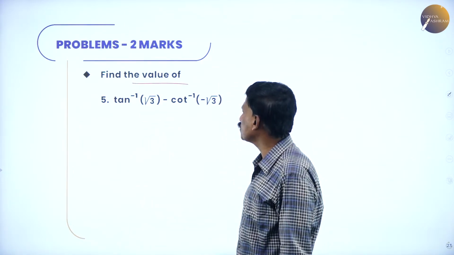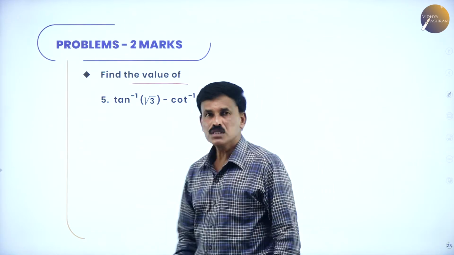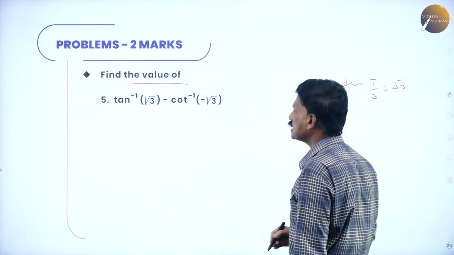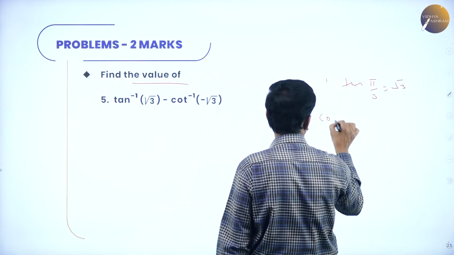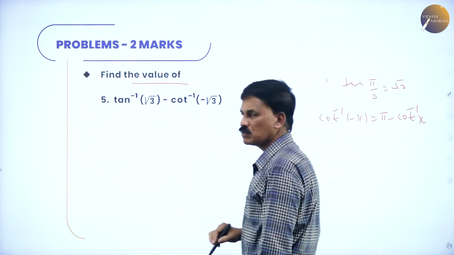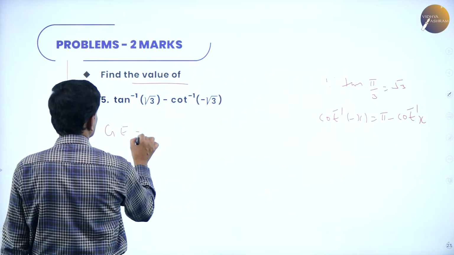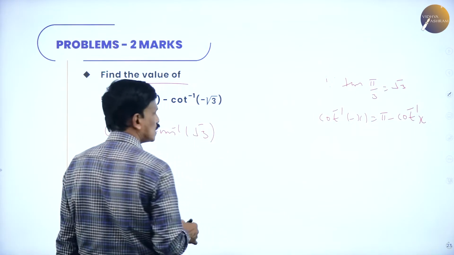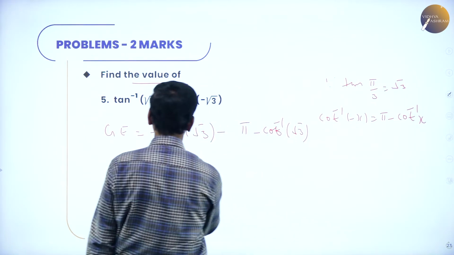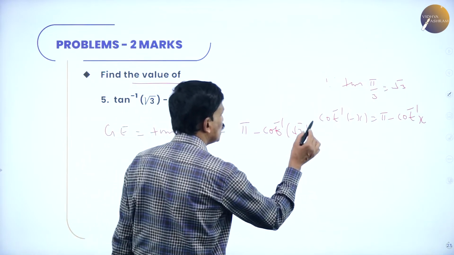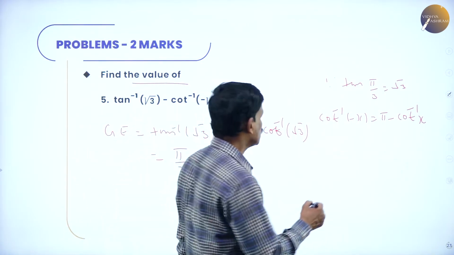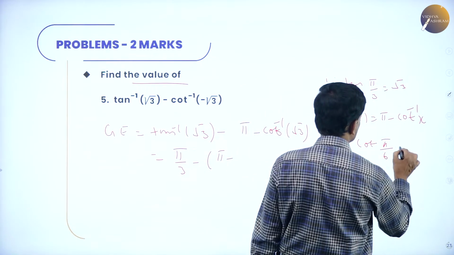Now let us come to the next problem. Find the value of tan inverse root 3 minus cot inverse of minus root 3. Since you know tan 60 degree, tan 60 is equal to root 3, which is pi by 3. And there is one formula: cot inverse of minus x is also equal to pi minus cot inverse of x. Now this can be written as the given equation. This is tan inverse root 3 as it is, minus of pi minus cot inverse root 3. Now this is equal to pi by 3 minus pi minus cot inverse of root 3. Since cot 30 is root 3, that is nothing but pi by 6.